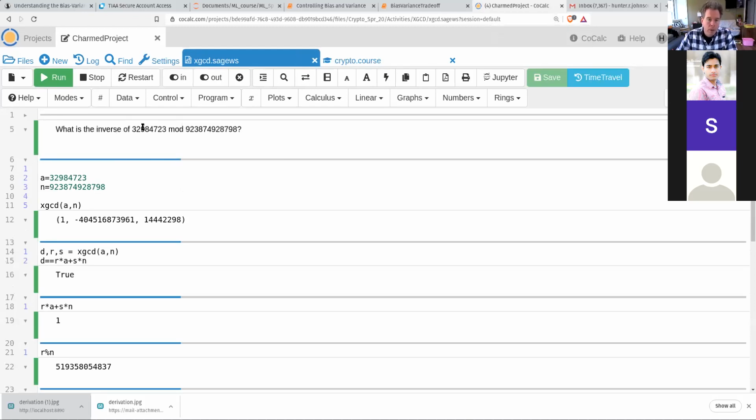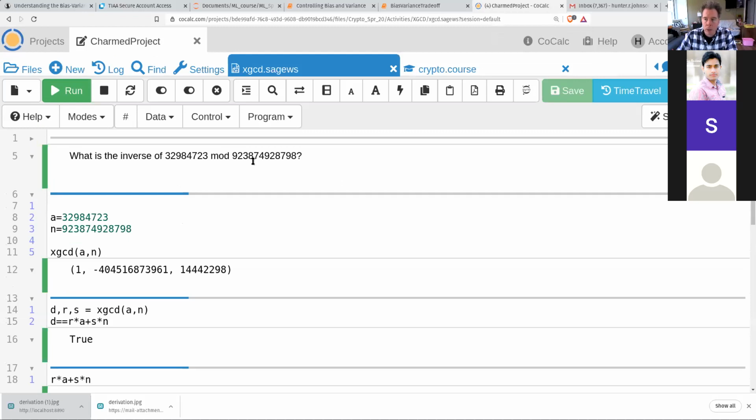So what is the inverse of this ridiculous number modulo this other ridiculous number? This is a Sage worksheet, and Sage has the extended Euclidean algorithm built in. It's just the command xgcd. So I do this, and then I say, what is xgcd of these two numbers? And it returns 3 numbers. The first number is the GCD, which is 1. We just made up 2 numbers. Usually the GCD is 1, especially if they're big numbers.